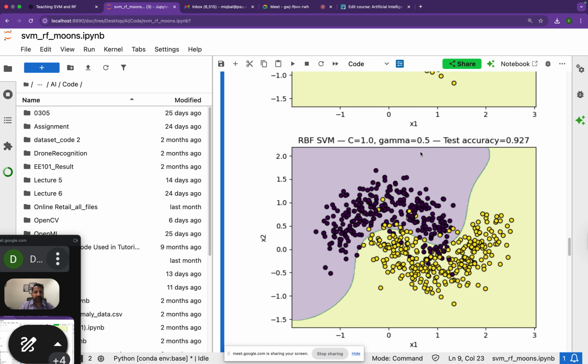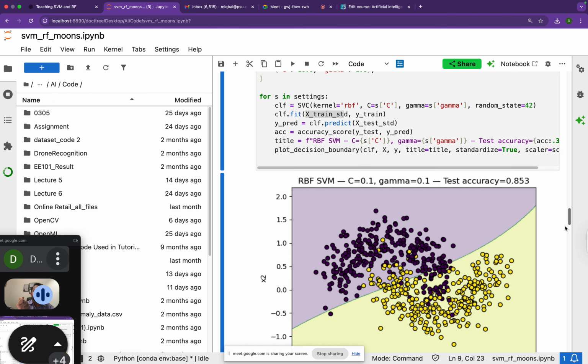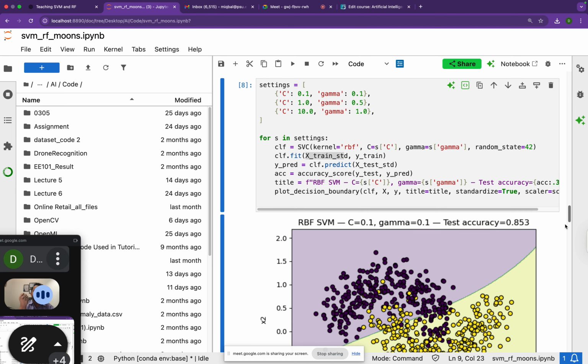Let's increase it a little bit more. Here it's even better classification, because we said C is really high, meaning no errors, and gamma is 1.0, which means you can wiggle a little bit more. That basically gave you better accuracy, 0.94. So now you understand the role of C and gamma when you build the SVM model in the RBF kernel.